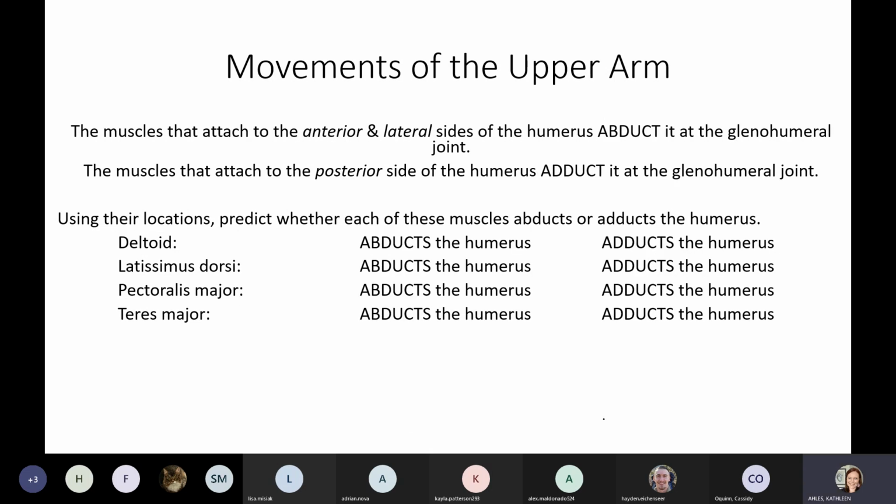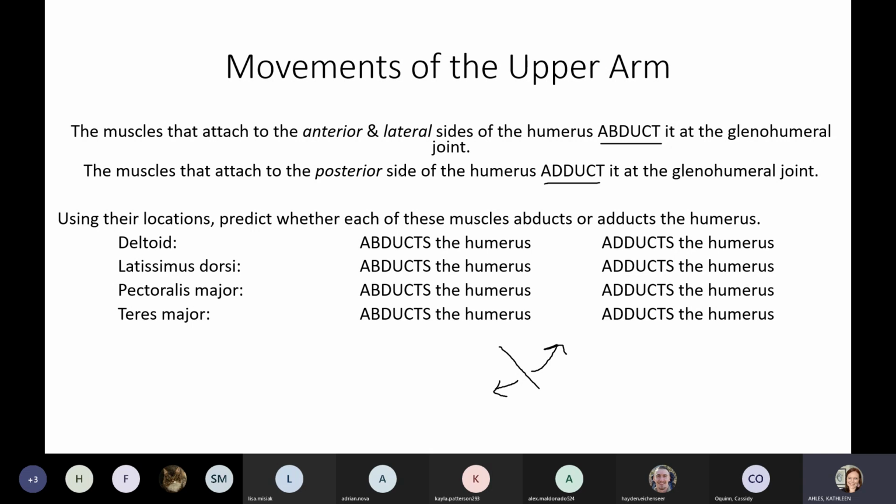The other movement we're reviewing at the shoulder joint is abduction and adduction. Remember that when we're talking about an arm, when I do abduction, I move away from the midline of the body. When I do adduction, I move toward the midline of the body.